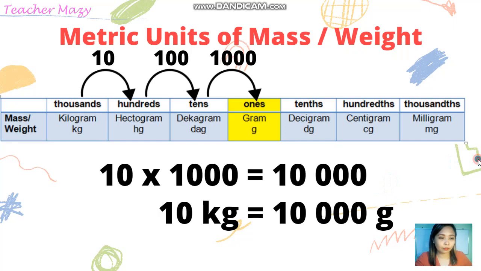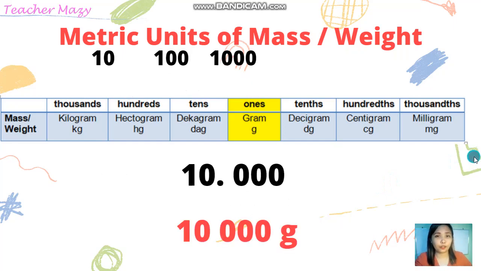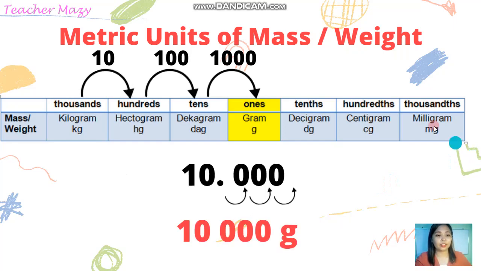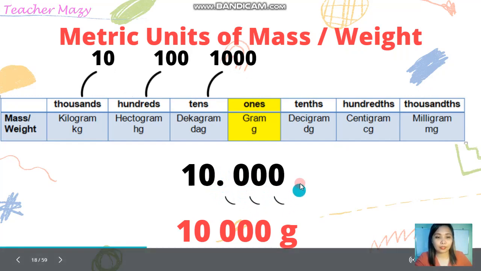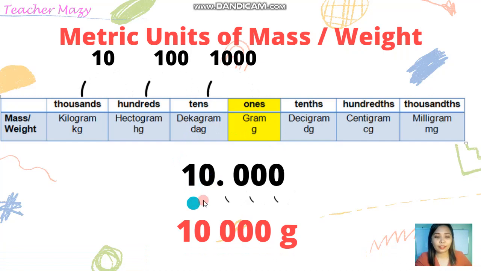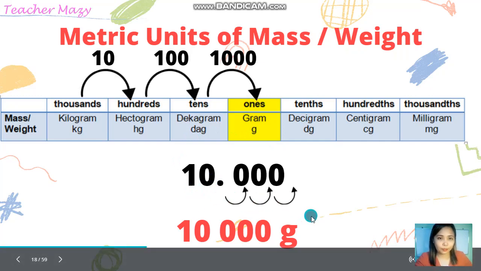Okay? Let's use this shifting method, yung pag-shift ng ating decimal. So, from 10, since tatlong beses tayo nag-shift, at papunta lahat sa kanan, ganun din yung decimal natin. So, from left, mag-move tayo ng 3 times sa kanan, and that is the answer. So, we have 10,000 grams.